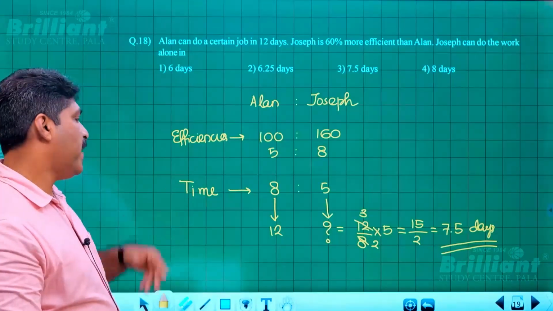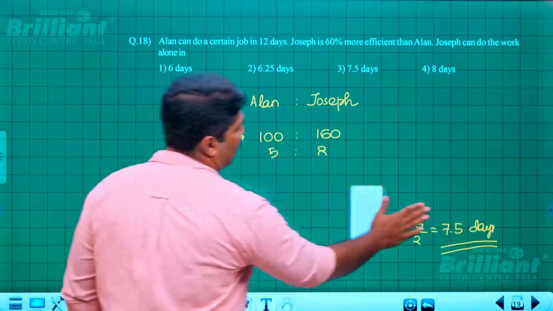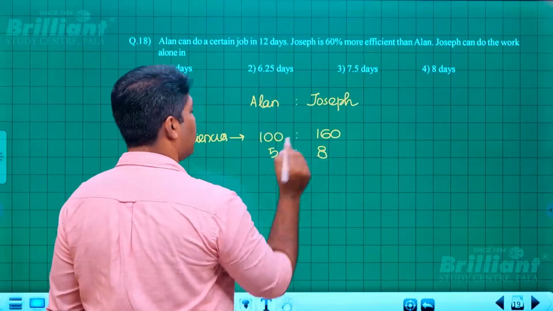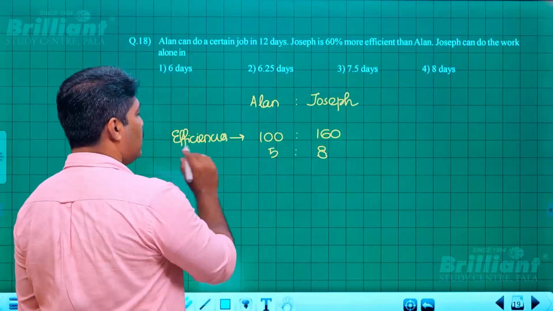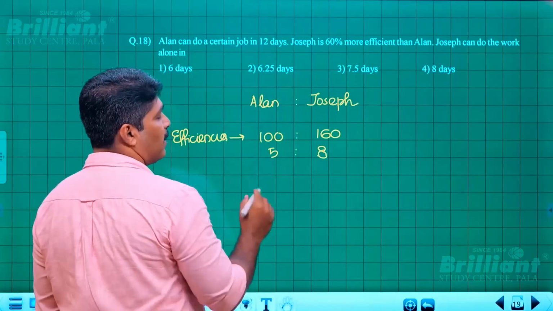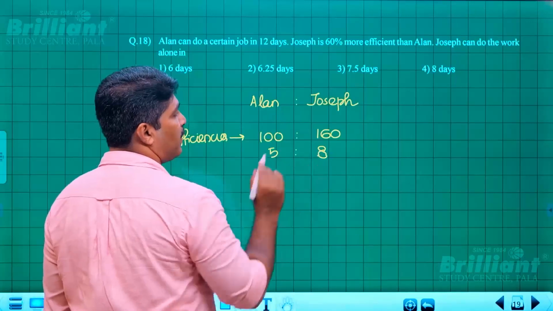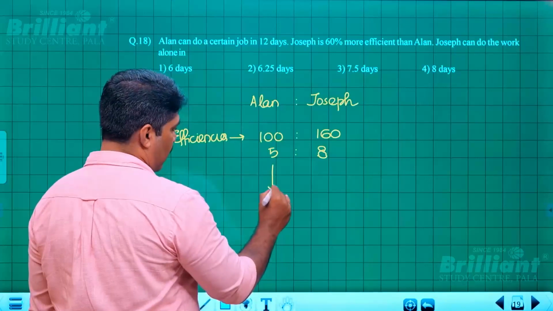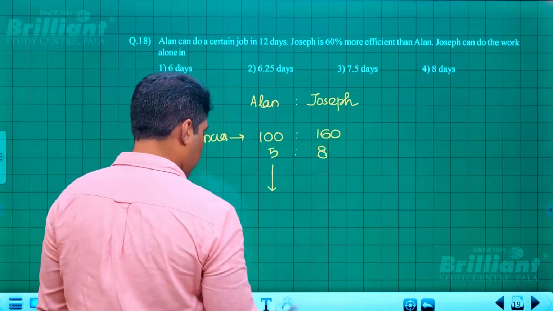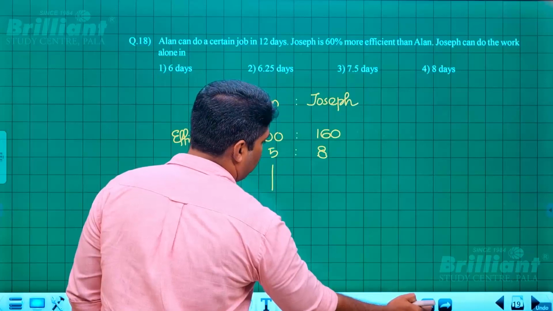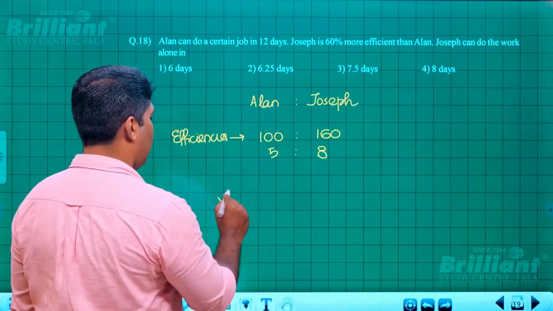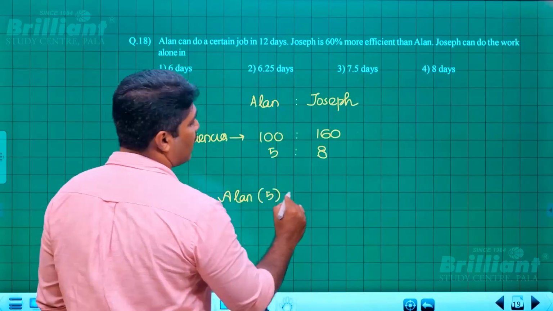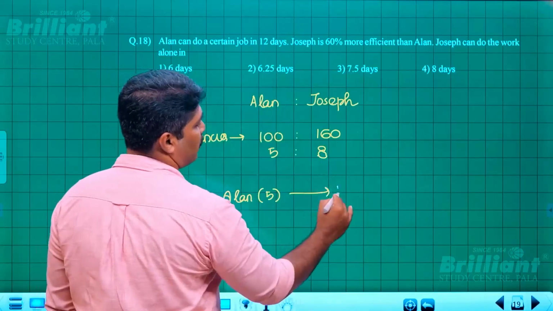Then after that, instead of finding this time ratio, how can we apply it from this efficiency ratio? Here, these are efficiencies. That means Alan's efficiency is 5, and Joseph's efficiency is 8. So Alan required, this time, we just consider, it will be in the form of the result. So Alan, his efficiency is 5. He required how many days? 12 days.